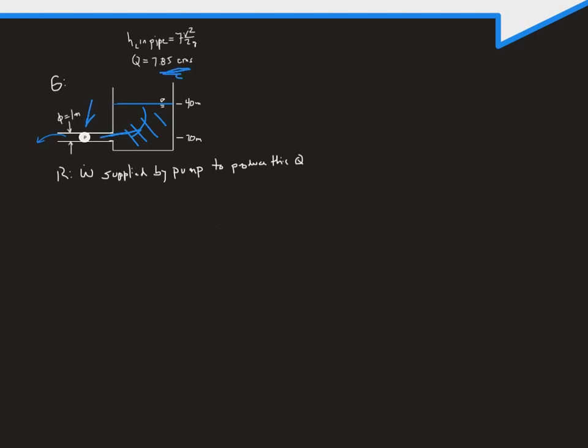They wanted it to go out at this flow rate. So we want to know what is the power supplied by the pump to the fluid to produce this flow rate. Okay, so basically the pump is going to cause the fluid to go out faster than it otherwise would. It would be interesting, we could work the problem the other way.